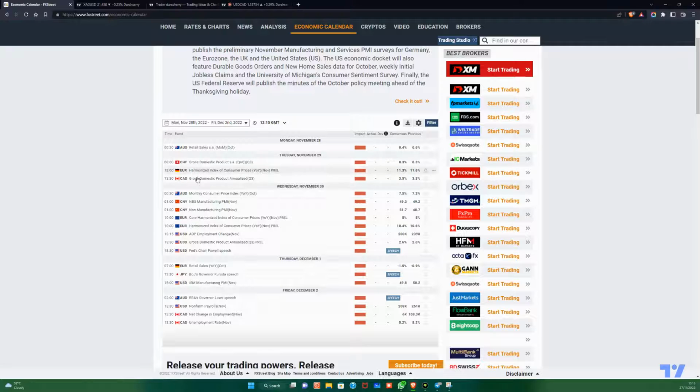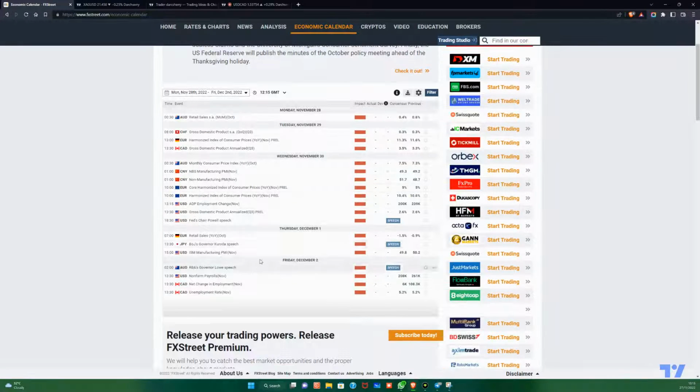If you look at what we have here on Tuesday, we have the gross domestic product analyzed for quarter three. Then on Wednesday, we have the ADP employment, gross domestic product analyzed for quarter three, and then the Fed's Chair Powell speech, which is also coming up on this Wednesday. Now, on Thursday, we have the manufacturing PMI, and on Friday, we have the almighty non farm payroll. And also for the Canadian dollar, we have the unemployment rate coming up as well on that day.